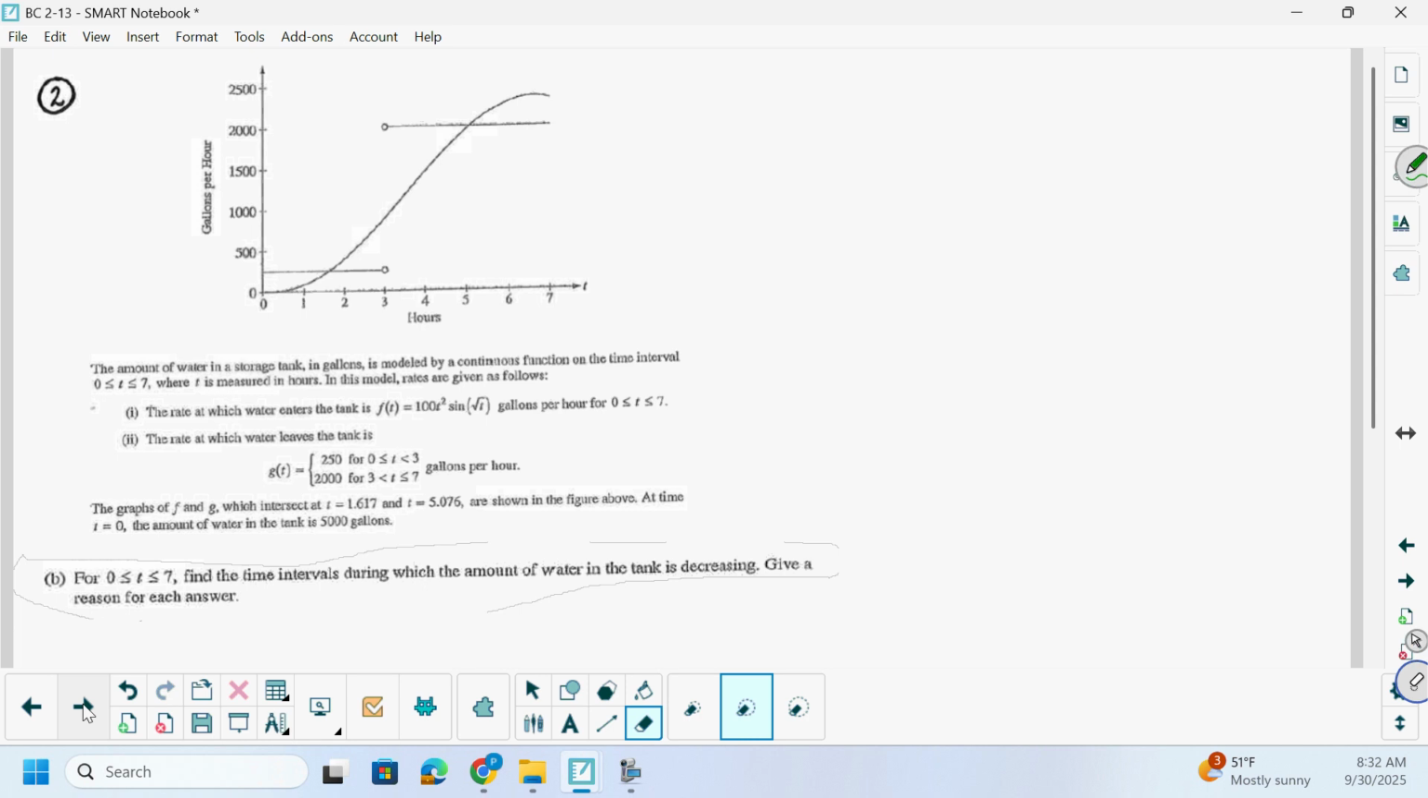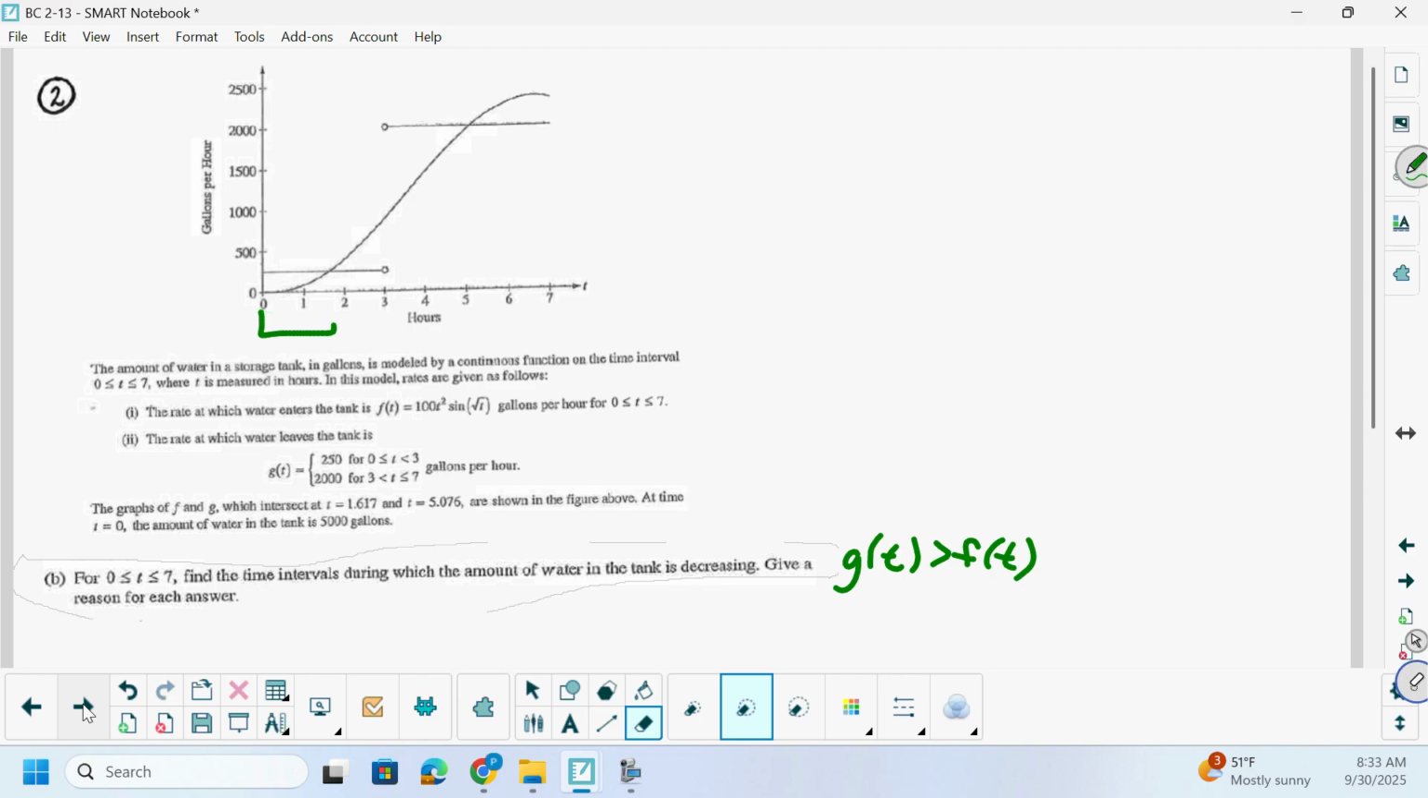So again, the information that was given to us in the problem are functions representing the rate that things are coming and leaving in terms of the water. So the amount of water in the tank should be decreasing anytime we let more water out than we are letting in. Or in other words, when the rate of leaving the tank is greater than the rate of entering the tank. So what we're looking for is we want g of t to be greater than f of t. G of t is our step function there, the horizontal lines.